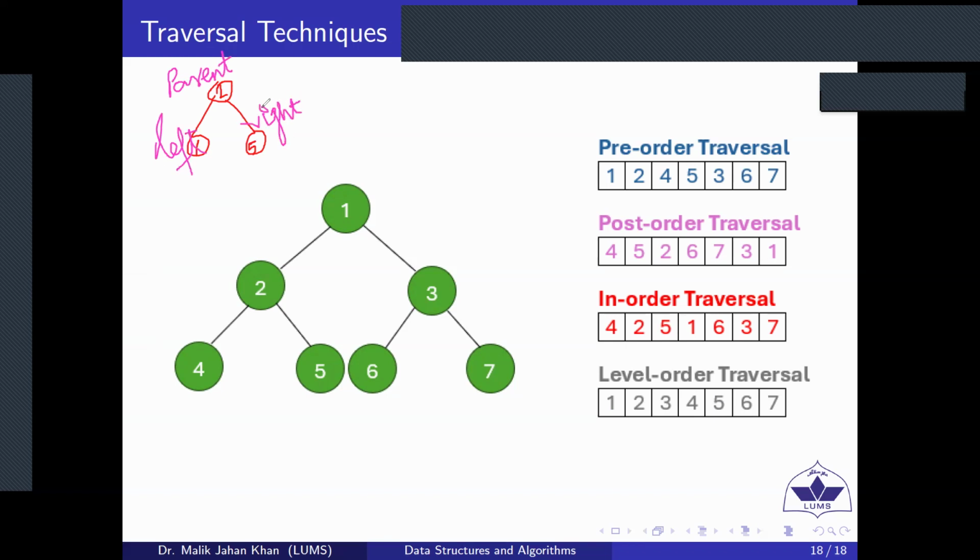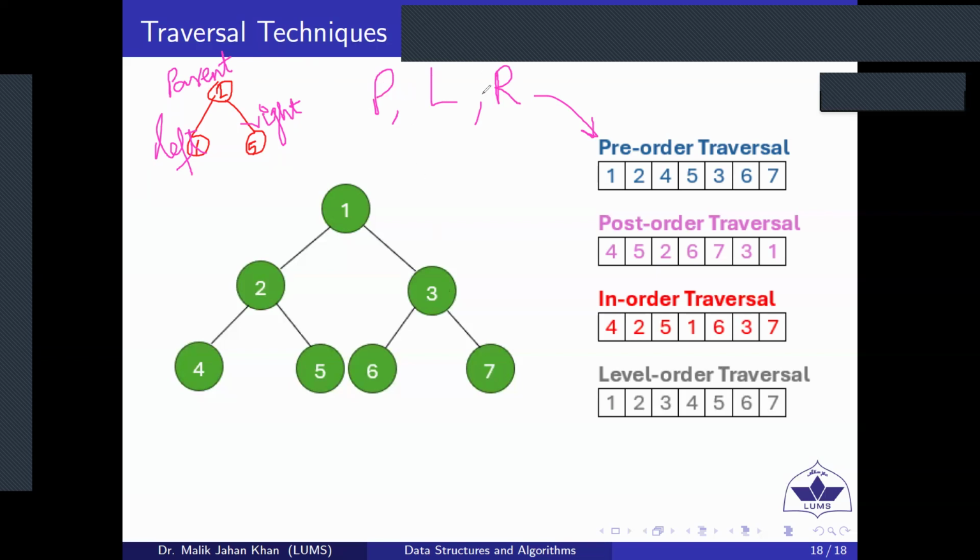Okay, so the pre-order traversal advocates that parent should be traversed first. So we start with parent, and then we go to the left child, then we go to the right child of that parent. So PLR is the order which is maintained over here in pre-order traversal. So pre essentially means that parent has to be processed first.